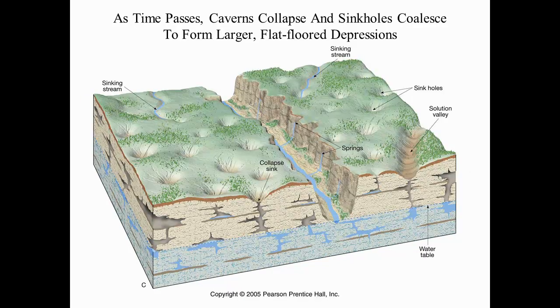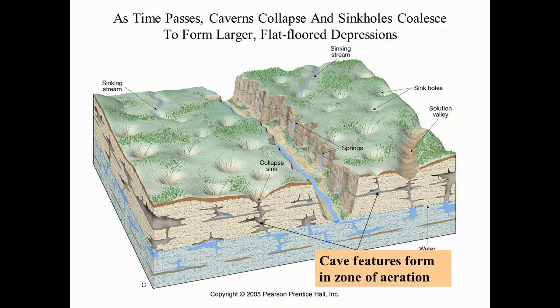Now, as time passes, caverns will collapse, and sinkholes will coalesce to form larger flat-floored depressions. And if the water table then drops and the shallower caves are brought up into the zone of aeration above the water table, this is the stage where cave features like stalactites or stalagmites will then start to form within the cavern.